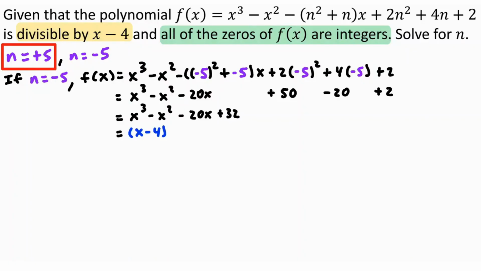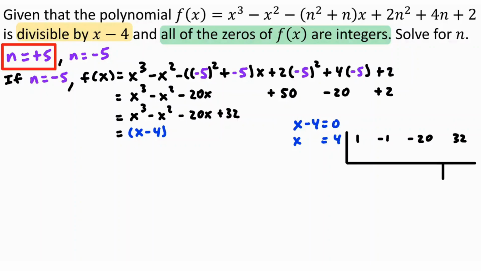Since we already know that x minus 4 is a factor, let's use synthetic division. So we'll set it up. Our cubic this time will have the coefficients of 1, negative 1, negative 20, and positive 32. Draw our lines, and then we're going to add, multiply, add, multiply, add, multiply, and add. And we should have a remainder of 0. So that means we have 1x squared plus 3x plus 8.